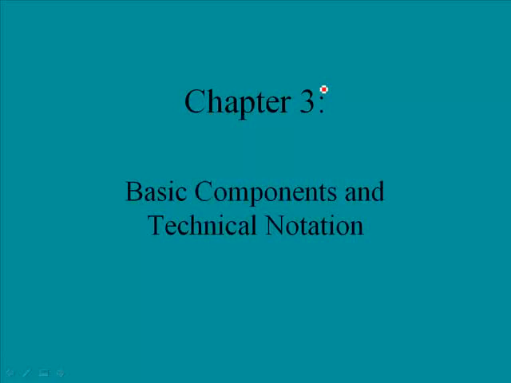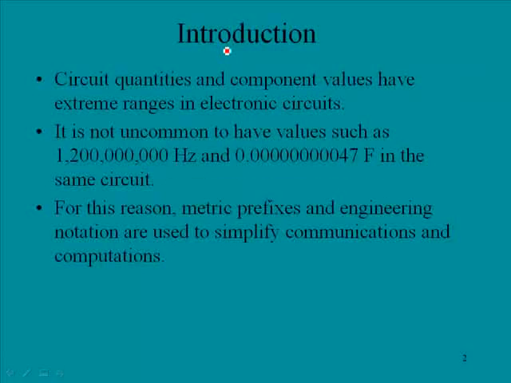Okay, Chapter 3, Basic Components and Technical Notation. Here in the introduction, circuit quantities and component values have extreme ranges in electronic circuits. It is not uncommon to have values such as, and here we have a very large frequency, 1,200,000,000 hertz, kind of a large number. Then here we have a number in farads, and it's 0.0000000047 farads in the same circuit, and these numbers are quite large.